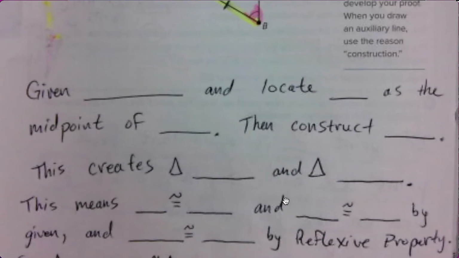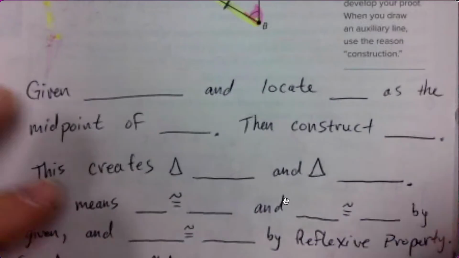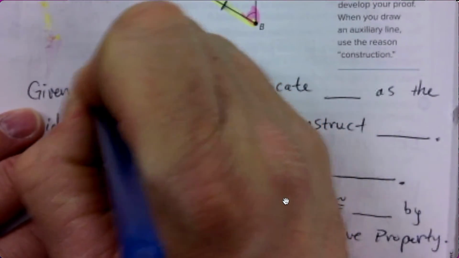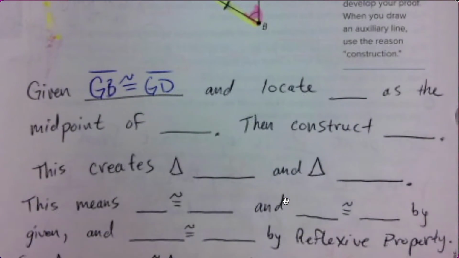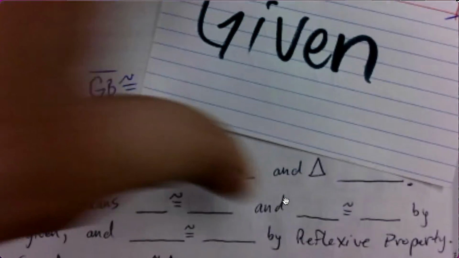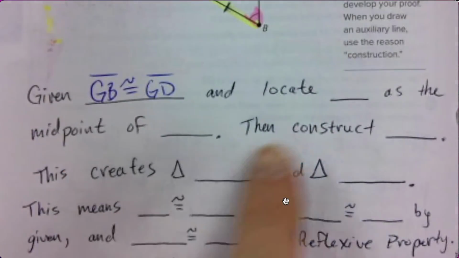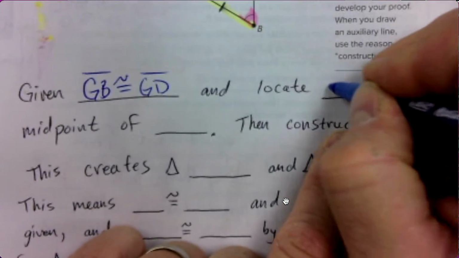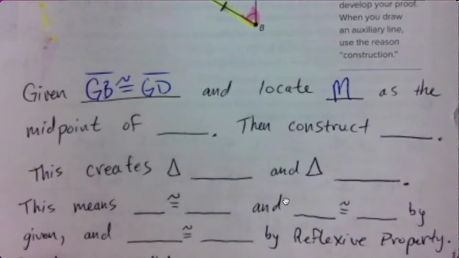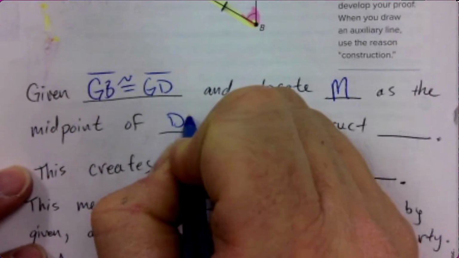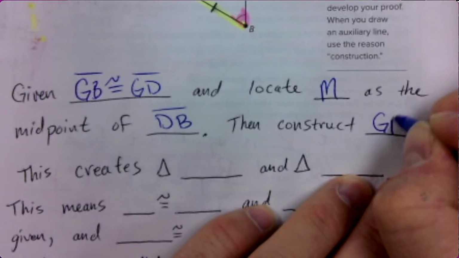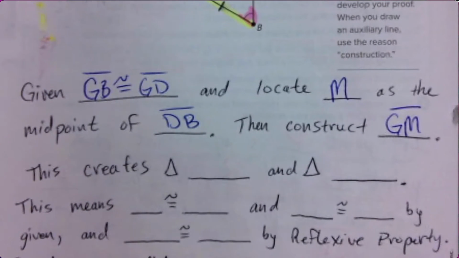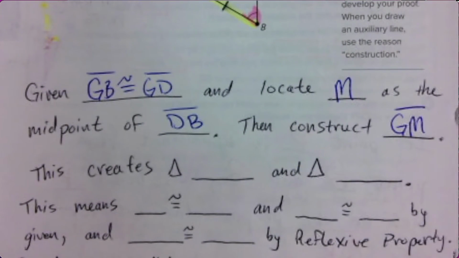Given this information, here we go. Given what was stated up above, GB is congruent to GD. We always need to report the given. You have to. Start with the given. Now, locate point M as the midpoint of our line segment DB, and then construct GM. Those are the first three blanks. That's what we did, and none of that requires another card. It's just how we're showing the construction of our diagram.